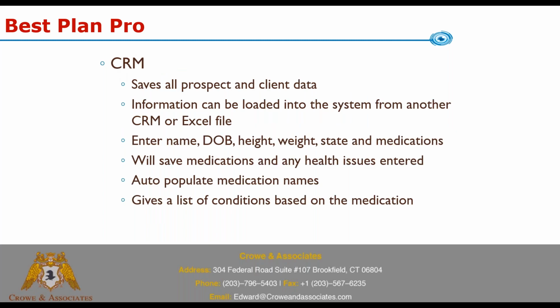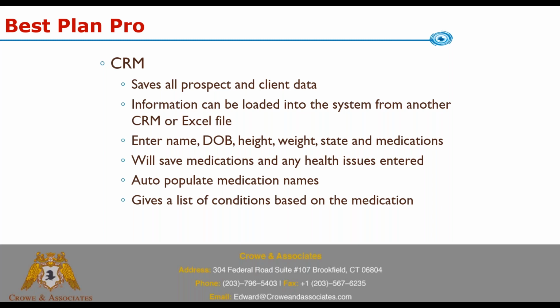It is a CRM, so it'll save all prospects and client data. When you enter a client, it's very easy. It's final expense, so you're putting in their name, zip code, date of birth, and height and weight. And then if there's any health conditions or medications, you load those in. If you want to load information from another system, you can do that. You can upload an Excel file and populate Best Plan Pro with all that information for all maybe existing clients, prospects, whatever it may be.